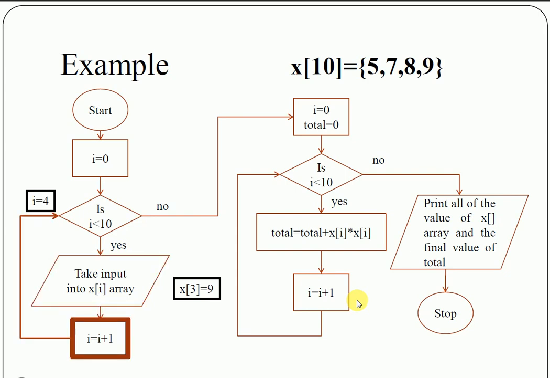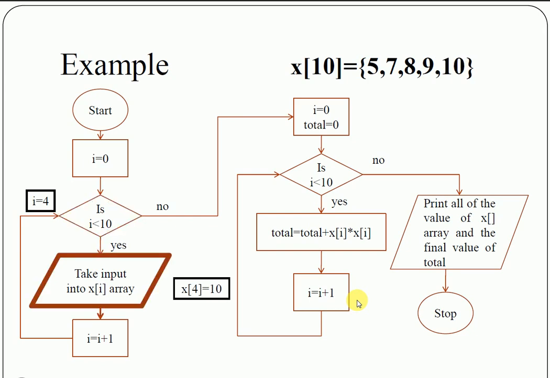So again it will check the condition. It is true, 4 is less than 10. So take input for the fourth position, which is 10. Then i is incremented by 1 again. Then check the condition. If it is true, take the input, and so on.